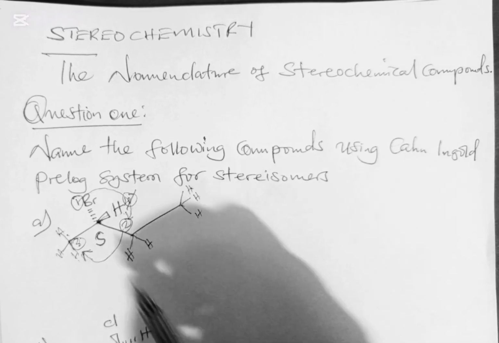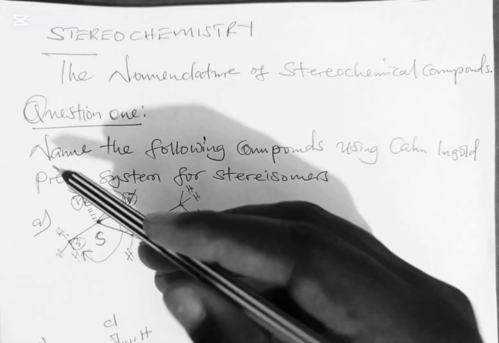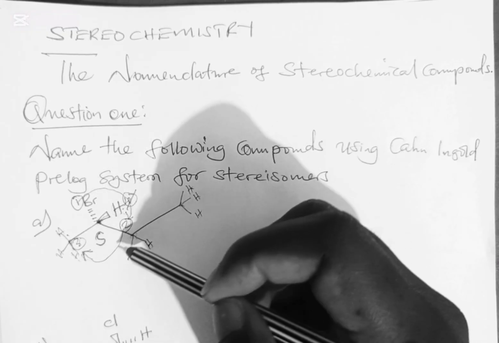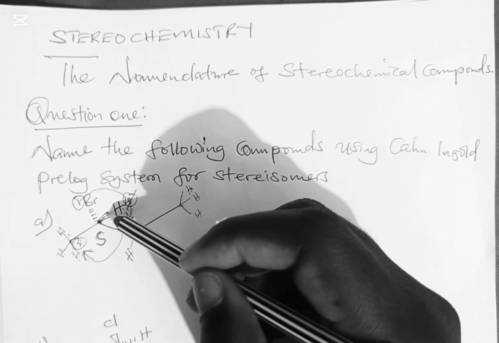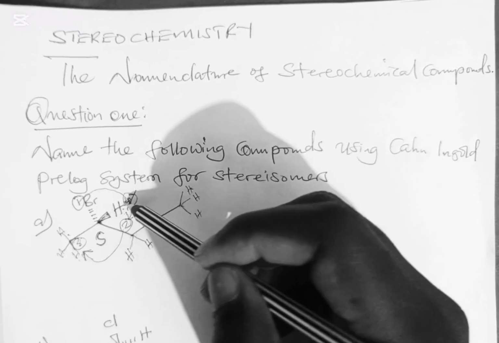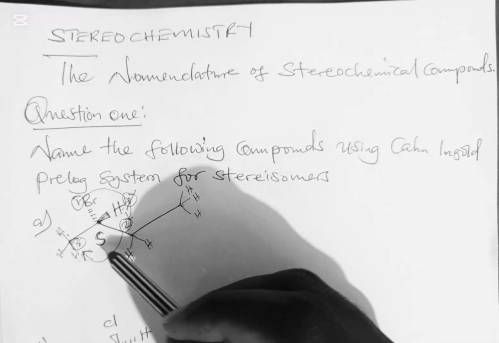I hope that helps. So if this is pointing at you, you have to take the opposite of the configuration. So the original configuration would have been R, but because the least group, which is 4, is pointing at you, how do we know that it's pointing at you? It has to be on the wedged bond. So it's pointing at you. So take the opposite of that configuration.